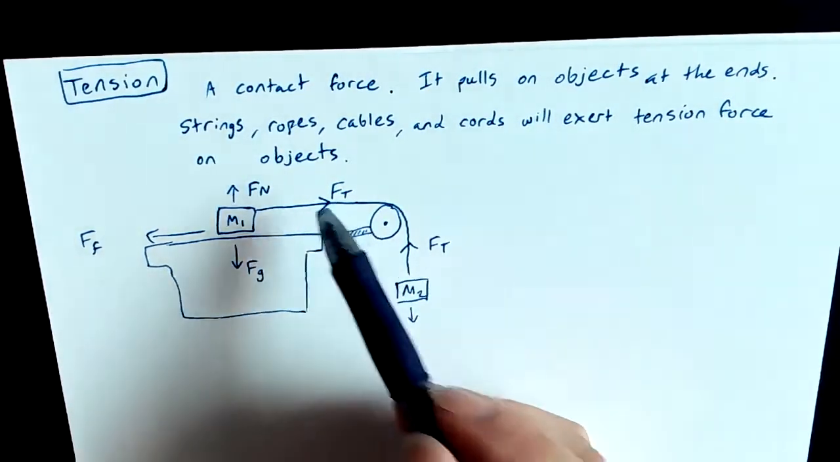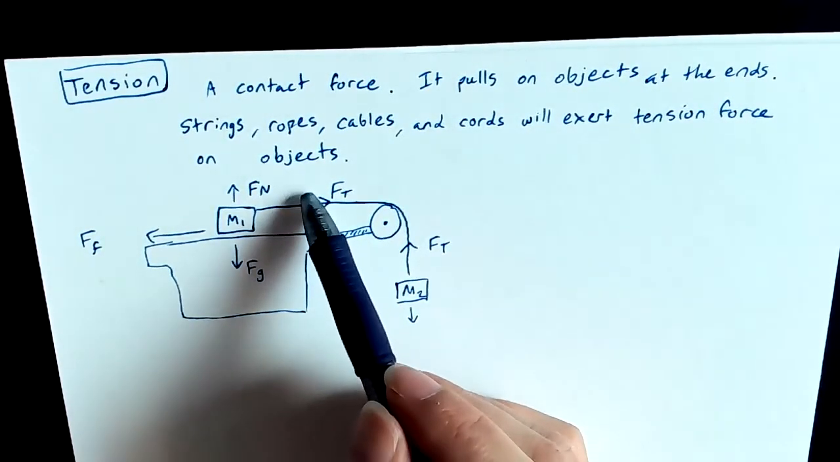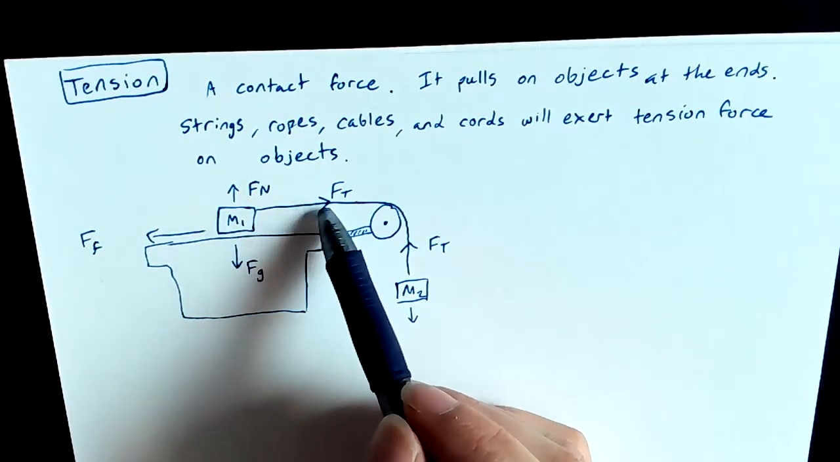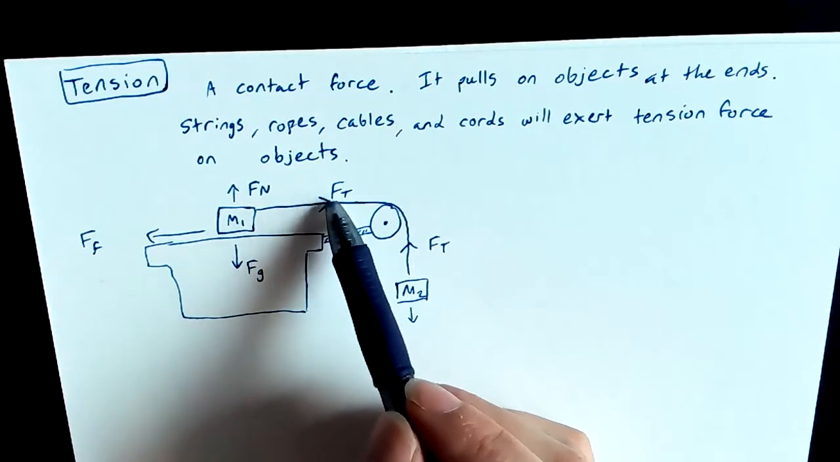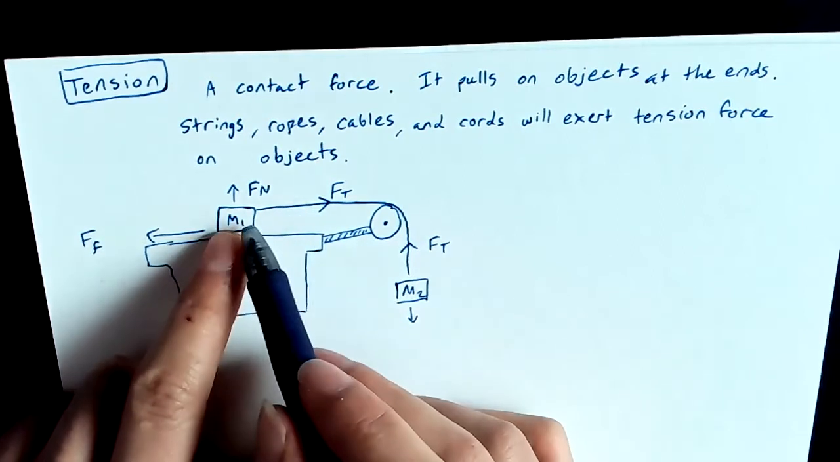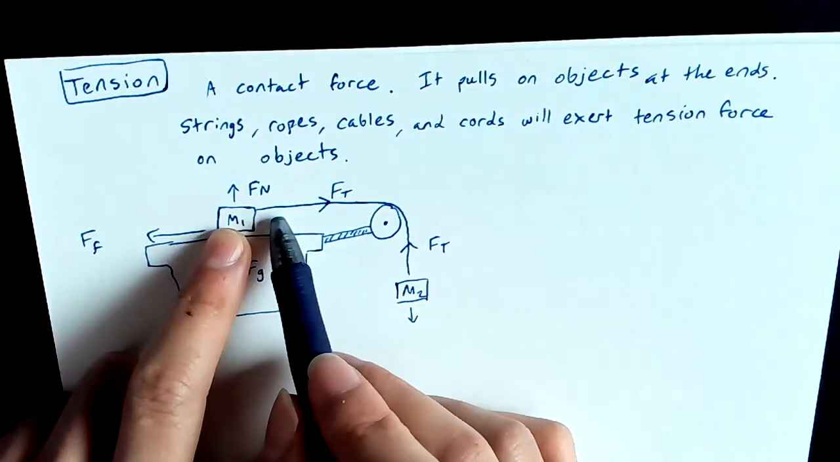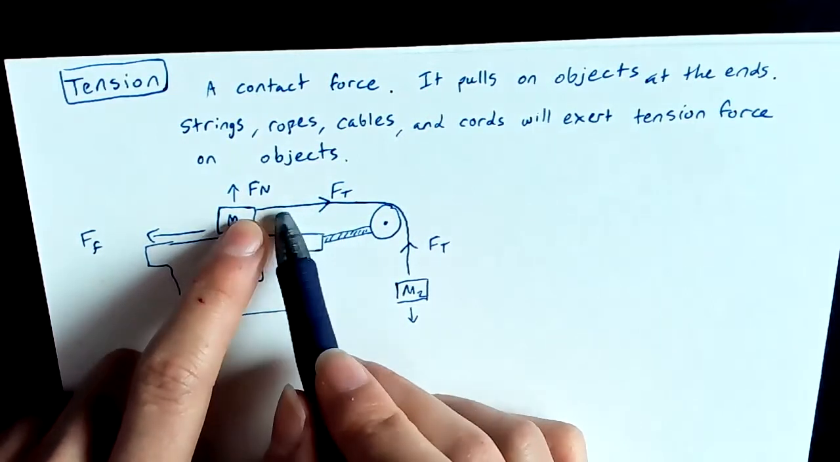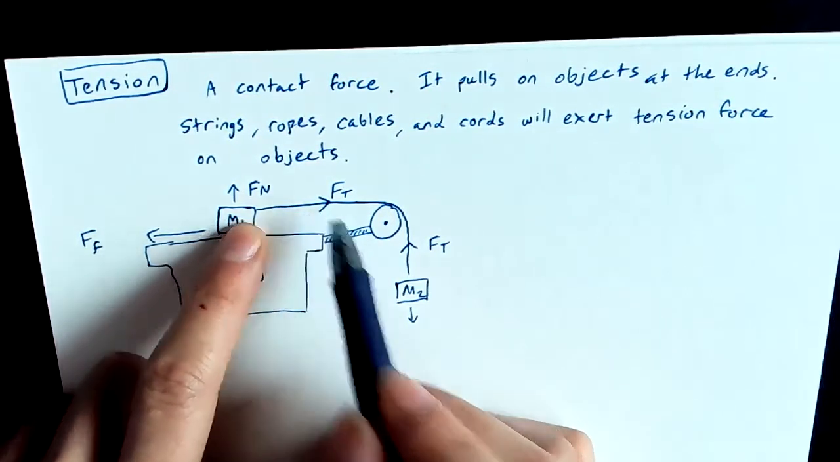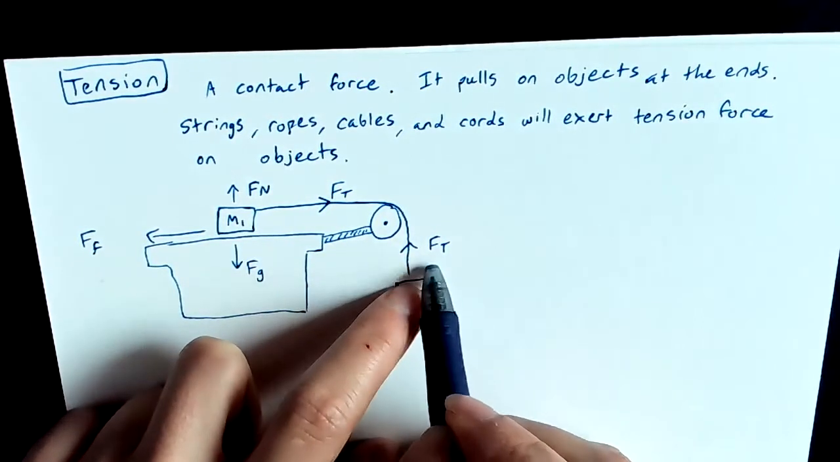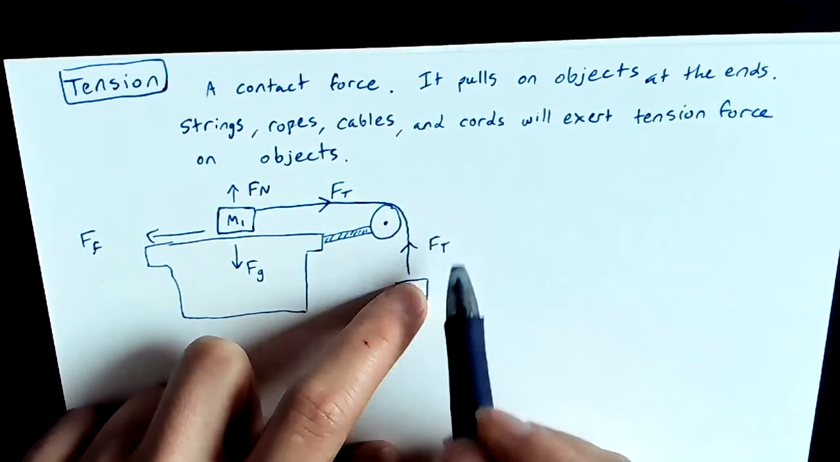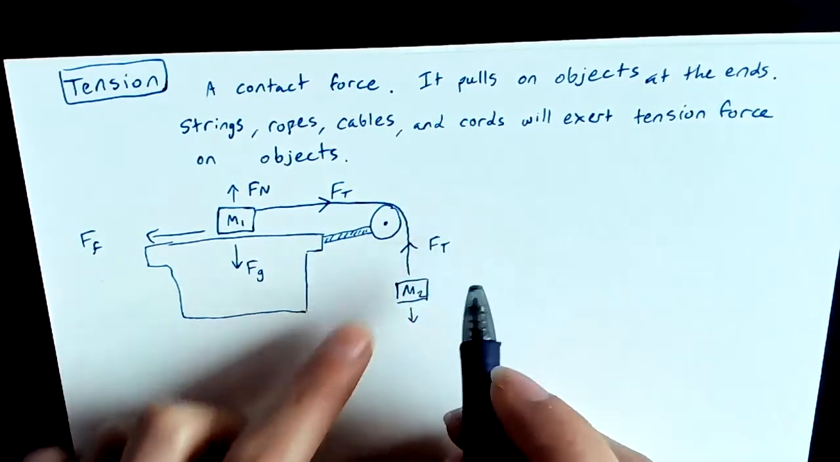And the tension force pulls away from the objects attached to the string. So that there's a tension force pulling away from this mass attached here. And then there's another force due to tension pulling away from the object here. Okay?